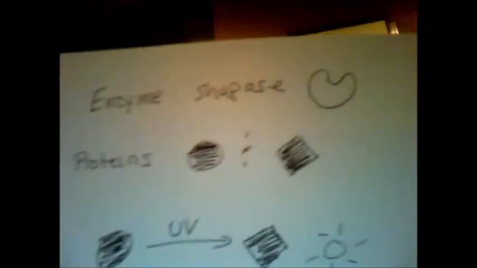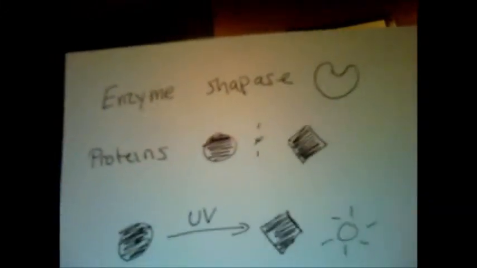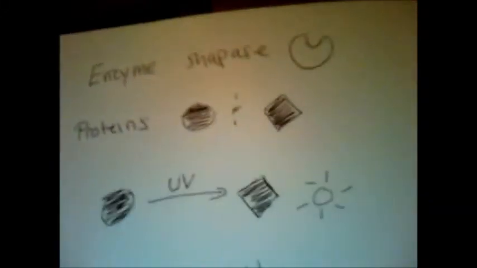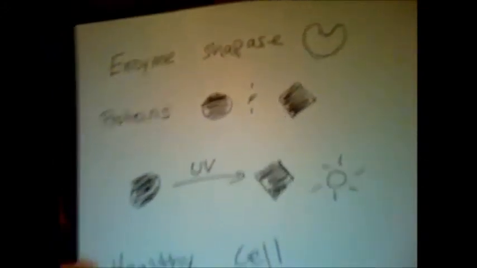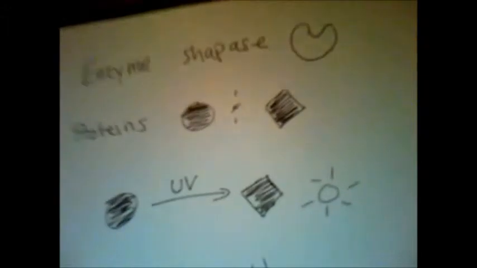So, in my example, you've got this enzyme called shapase, and you have these two proteins. You have circle and diamond protein. And when circle protein is exposed to UV light, it is converted into diamond protein. And hopefully my hands aren't shaking too much and you can actually read this.